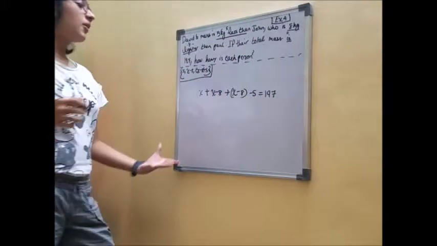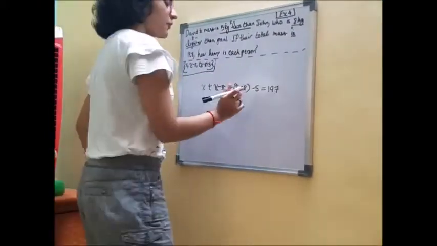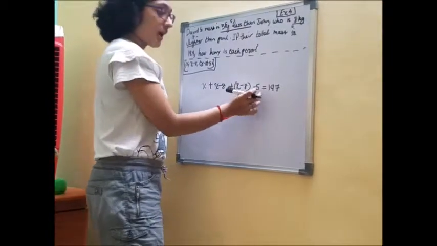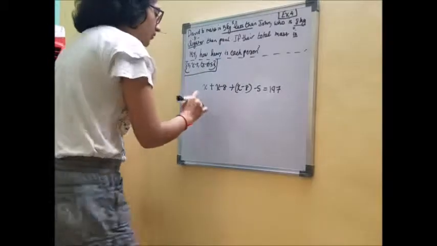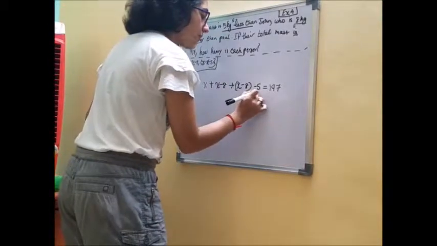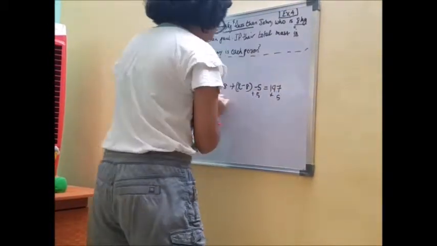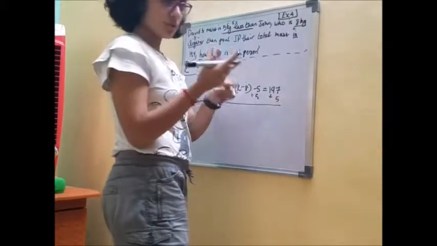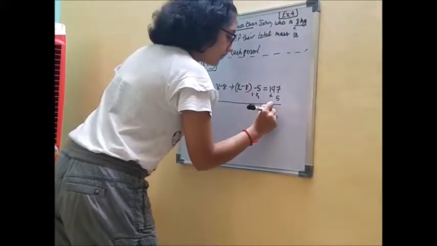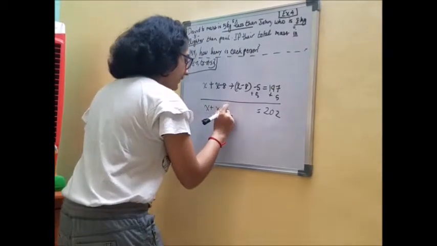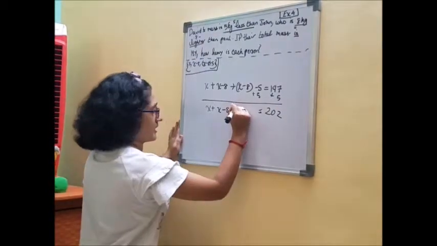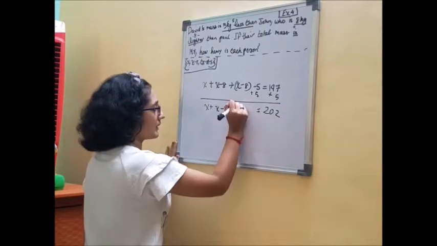197. So now all we do is we do it normally. So first I'm going to take this 5 out. I'm going to add 5 to both sides to get it out of the way so it doesn't get any more confusing. Plus 5, plus 5. And it's going to be equal to 202 equals x plus x minus 8 plus x minus 8. So now I'll combine like terms.